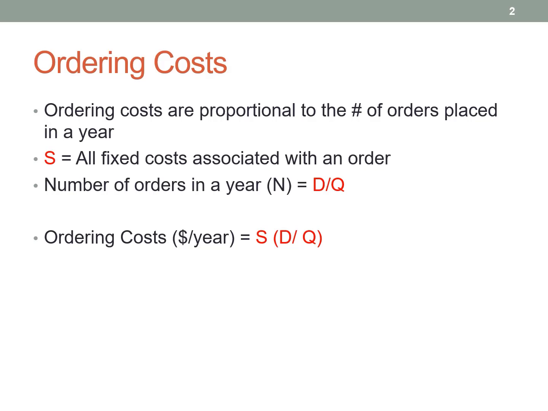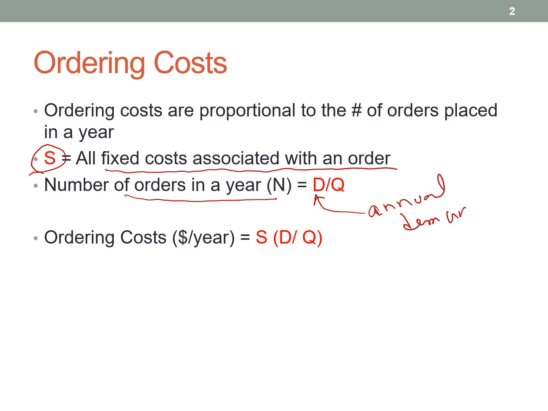In this course, you'll always be provided with the number S, which is the fixed cost associated with placing one order. So if I place one order with a supplier, the cost of that is S dollars. Now, the second thing we need to know is the number of orders in a year. We can find that easily by looking at the annual demand, which is capital D.